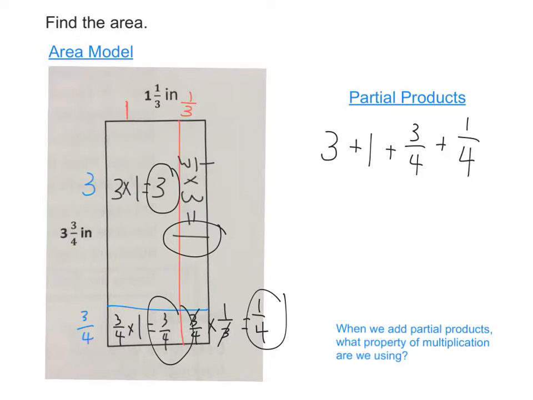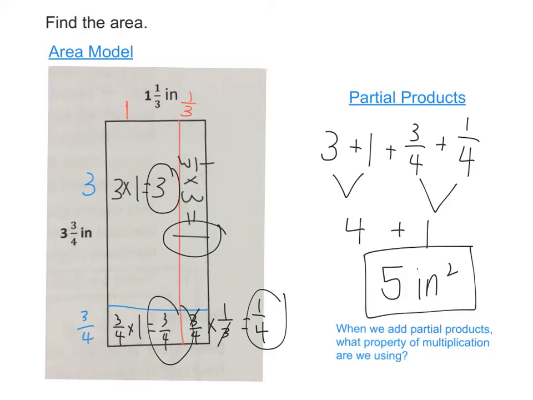Okay? And then, of course, to find the total area of the original rectangle, we just add them up. 3 plus 1 is 4. 3/4 plus 1/4 is 1. So we're doing 4 plus 1. So the area is 5 square inches. Now, my question to you, this is what we did for homework yesterday and what we learned yesterday. When we add up those partial products, what property of multiplication are we using?